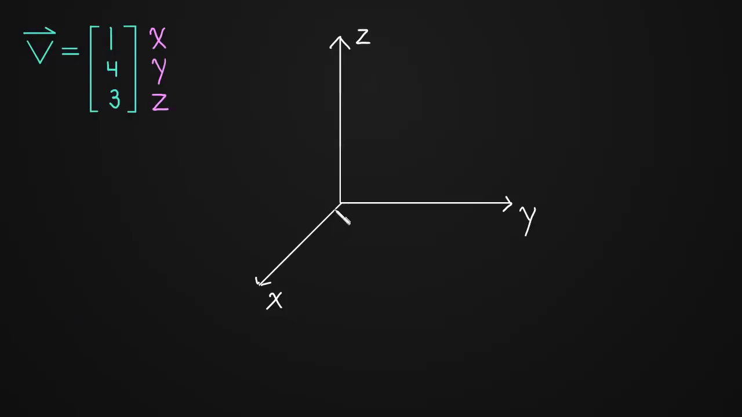To graph this, all we need to do is move over 1 in x and 4 in y. So that takes us to about this point. I'm going to draw a line from the origin to that point where we've moved to. So this is 1 in x, 4 in y. And then we just need to move up 3 in the z direction, and that will take us to our vector. So our vector moves 1 in x, 4 in y, and 3 in z. And there it is right there.